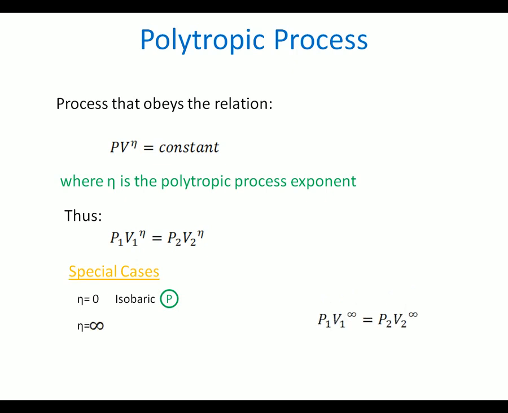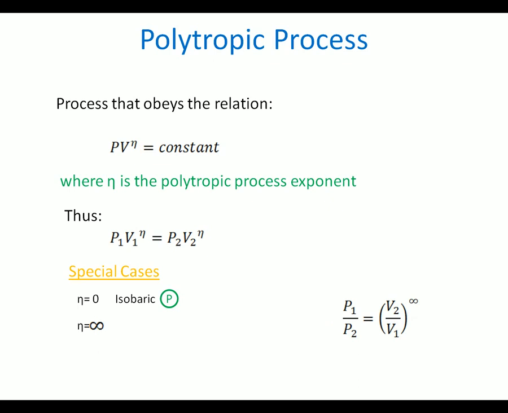Another special case we'll look at is if eta were to equal infinity. So then we have pressure 1 times volume 1 to infinity is equal to pressure 2 times volume 2 to infinity. Now, this one is a little more confusing. It's not as easy to see what's happening here. So we're going to rearrange this equation, putting pressures on one side and the volumes on the other. So now we have pressure 1 over pressure 2 is equal to the quantity volume 2 over volume 1 raised to infinity.